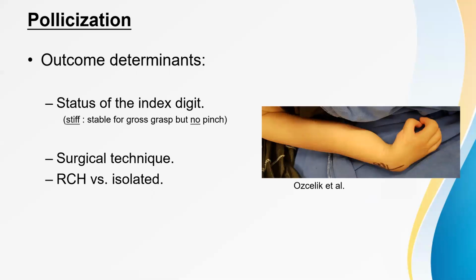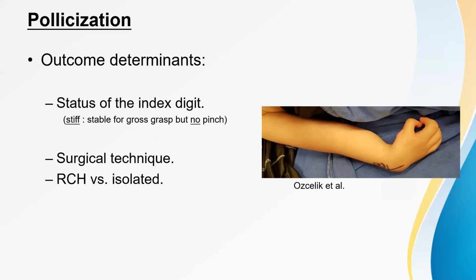Pollicization. The outcome determinants of the procedure of pollicization depend on the status of the index digit. If it is stiff, it will be stable for the gross grasp, but not the pinch grasp. If it is mobile, it will give better results with stability of both the gross grasp and the pinch grasp.